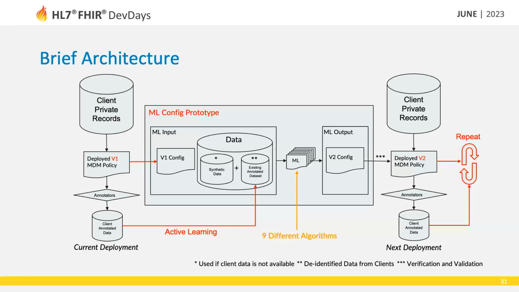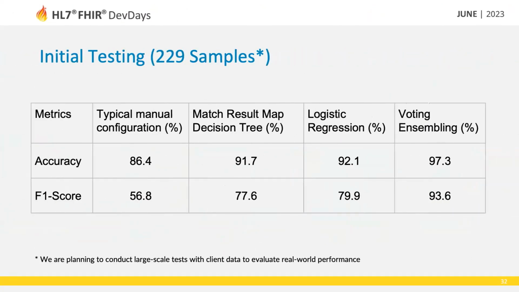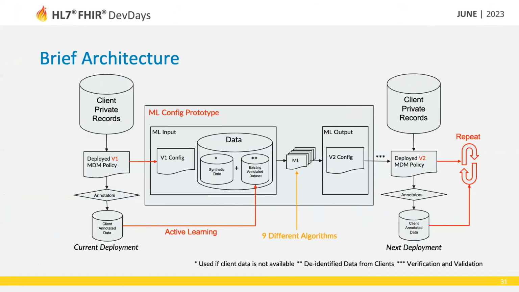This client annotated data represents golden records. And the ML lives between your current configuration and your next configuration. How the ML works is it takes in the configuration file and a bunch of data, applies nine different algorithms of your choice, and produces an optimal next configuration for your JSON file. The really cool thing about this is you can repeat this process as many times as you like.